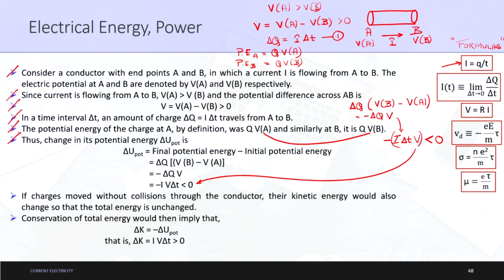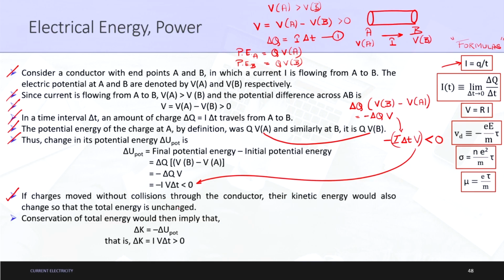So now if charges moved without collision through the conductor, the kinetic energy would also change, so that total energy is unchanged. Quite evident that for the electric current to take place there has to be a collision, and if charges are moving without collision through the conductor, the kinetic energy would also change, so that the total energy is unchanged. If the energy is conserved, then the kinetic energy would also change, because there has to be no change in the total energy.